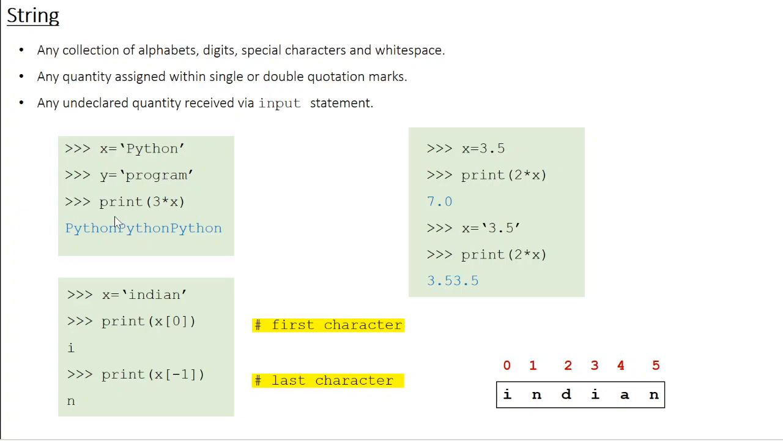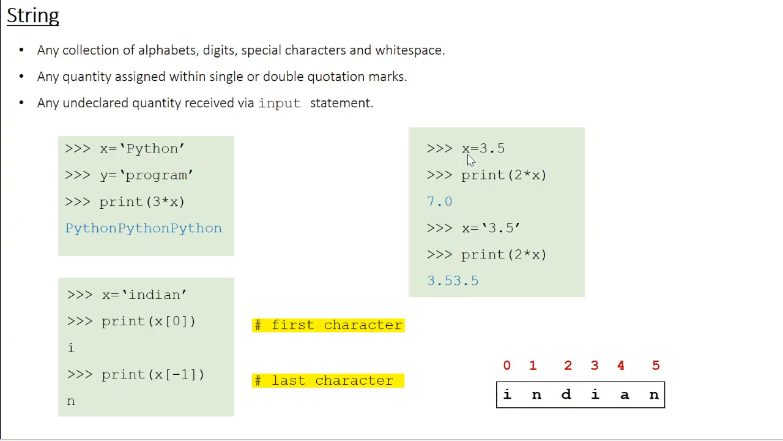Now if I say print 3 into x, here the star is not a mathematical operator, this is a string operator. It types the string x 3 times, and remember there is no space between the strings, so Python will be typed thrice without any space between them. I can illustrate the working of the string operator with some more examples.